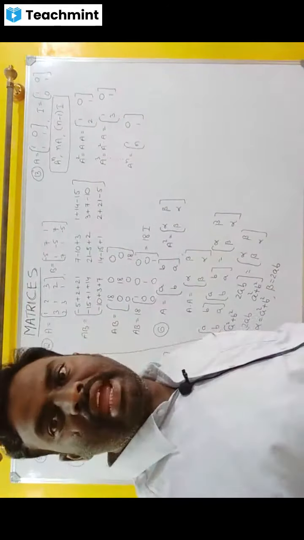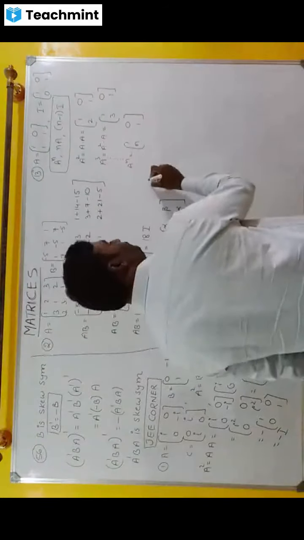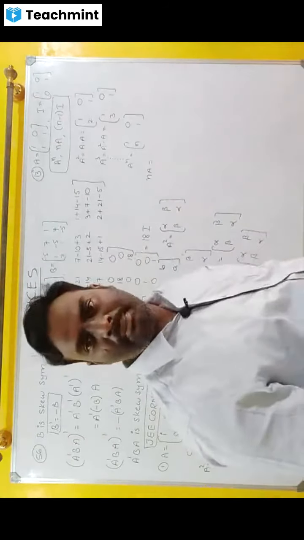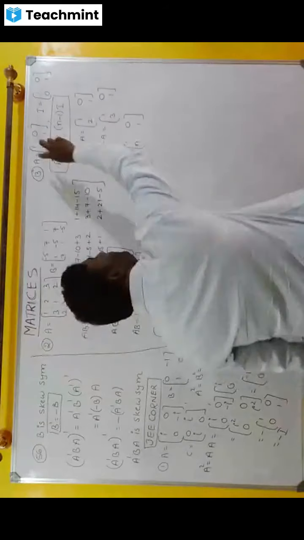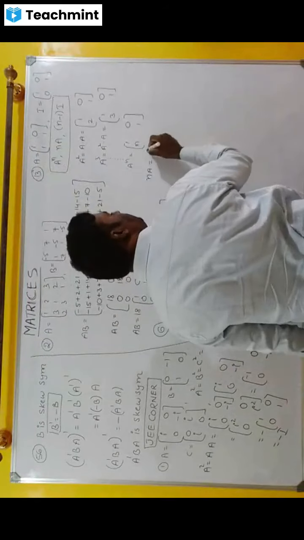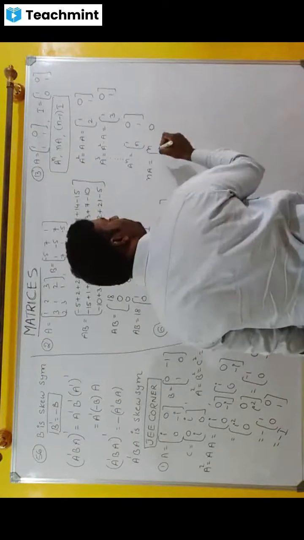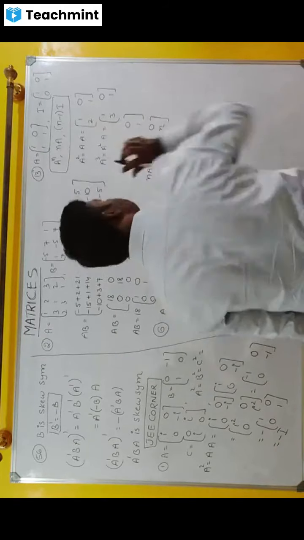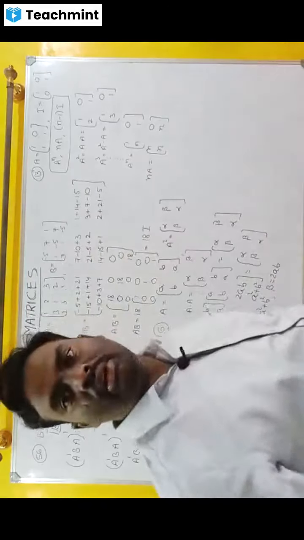Next I am finding nA. nA means the A matrix is multiplied by n. n into 1, n into 0, 0, n into 1. Second value also over. Now coming to the third value.